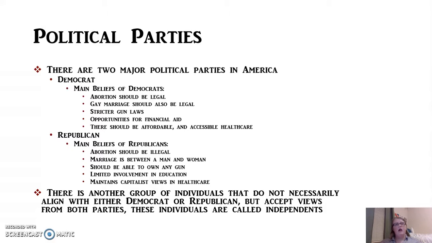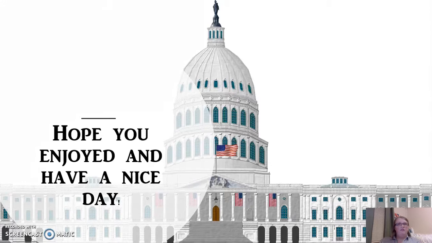Then the last thing is, there's another group of individuals that do not necessarily align with either Democrats or Republicans, but they do accept views from both parties. These individuals are termed independents. They take what they like from the Republican side, and they also take what they like from the Democratic side. And that's basically an overview of the American government.